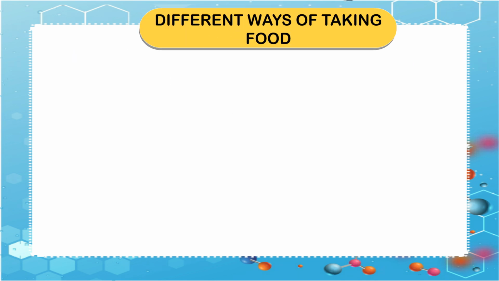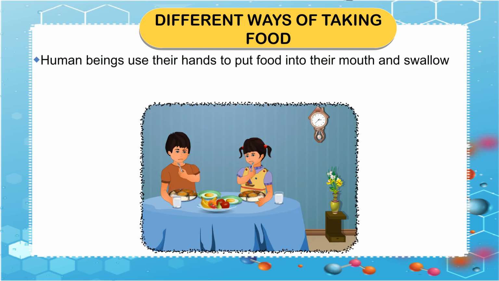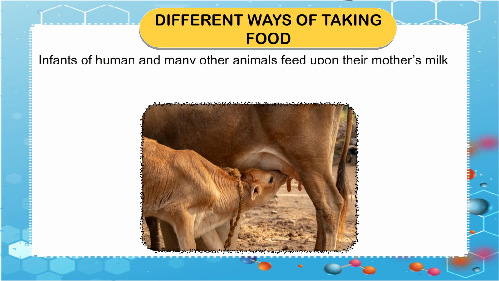Different ways of taking food. Different organisms have different ways of eating food. A hummingbird sucks nectar of plants. Human beings use their hands to put food into their mouth and swallow the food after chewing. Infants of human and many other animals feed upon their mother's milk by sucking.